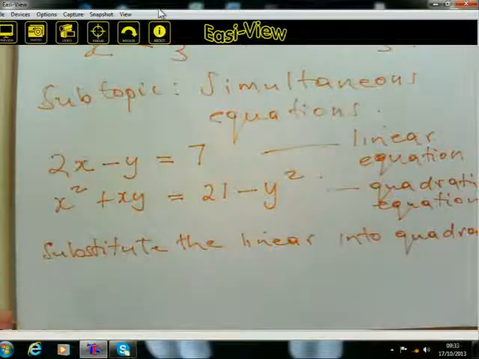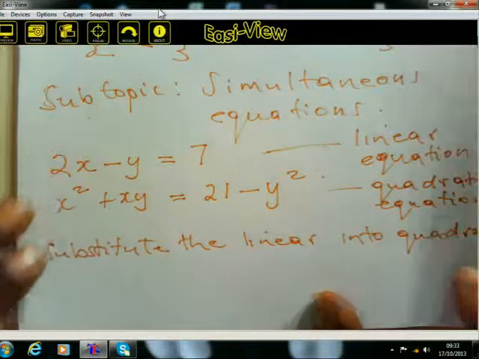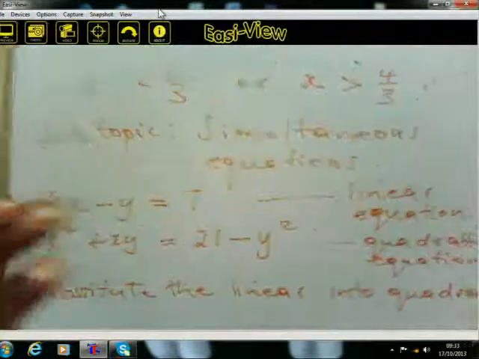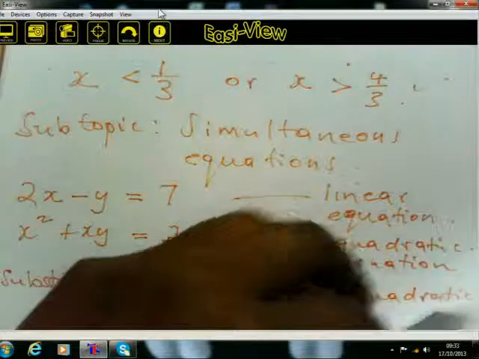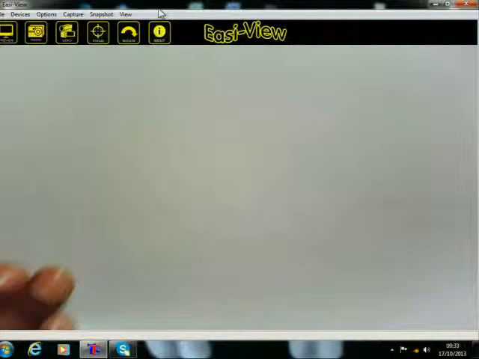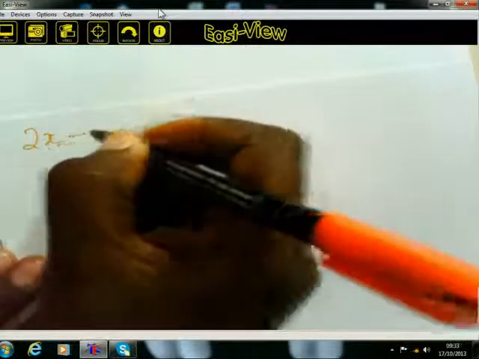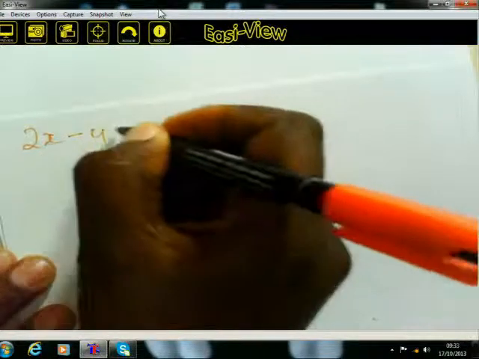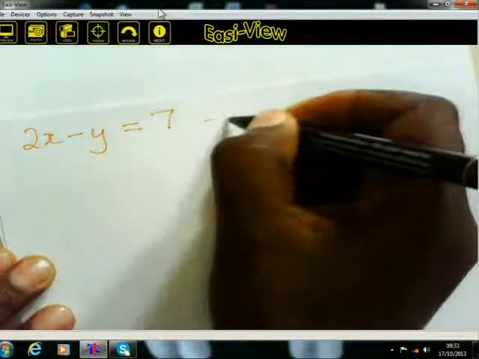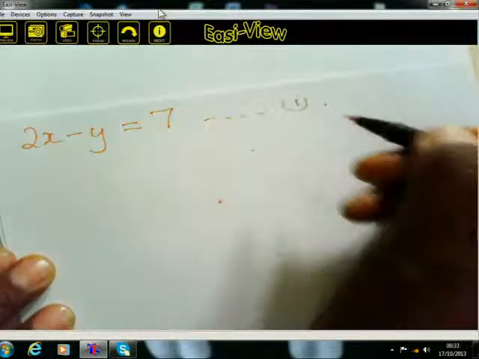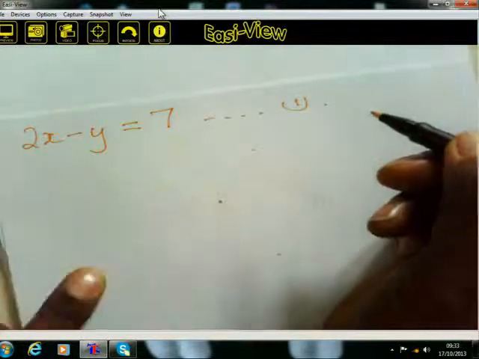Right. Let's see why I'm saying this. I'm just going to show you here why I want that. We had 2x minus y, which is equal to 7. That is my first equation containing x and y.